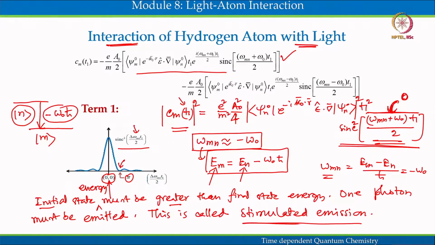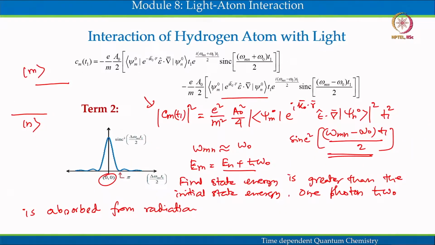For stimulated emission, I need interaction of the atom and light, and due to this interaction, another photon can be emitted. That is called stimulated emission. Here, because this entire term comes from the interaction term, due to interaction of the atom with light, we have a photon absorbed from the radiation, and the photon energy is h cut omega naught. That is why this is called the absorption process.